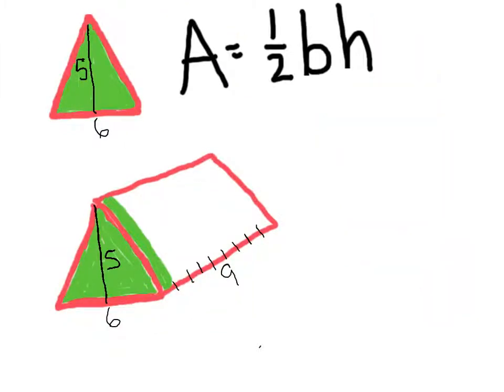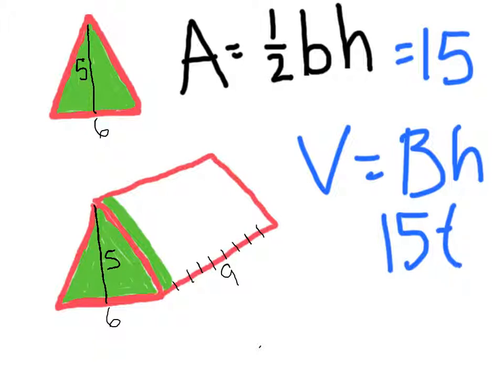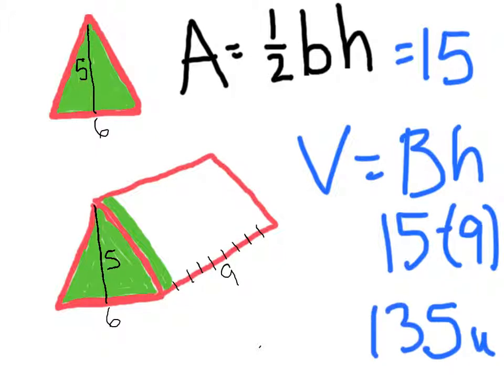Let's try another one. Area of half the base times height. We'll find just simply the area of the triangle, the base shape down the end right here, for 1 layer. So half the base, half of 6 is 3, and 3 times 5 is 15, just like it was earlier. Now we want to take that and multiply to create the volume, which is the big B times H. We know our big B is that area, so that's going to be the 15. We multiply that times 9, and we end up with 135 units cubed.